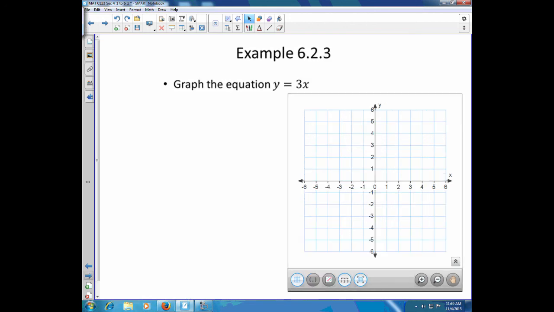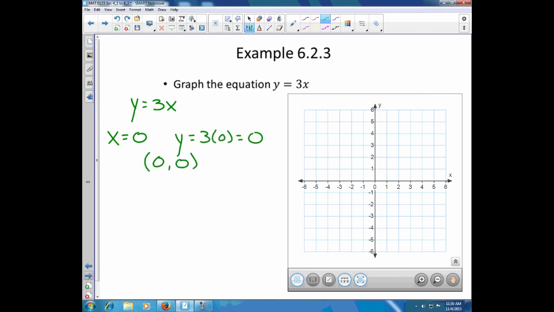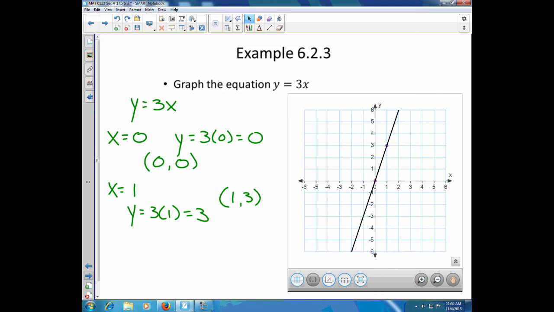Let's try this again. We're going to graph the equation y equals 3x. So here again, we can let x be equal to 0, and we get y equals 3 times 0, which is just 0. And so our first point is 0, 0. We can then let x be equal to 1. We get y equals 3 times 1, which is 3. And so the next point is 1 and 3. And so we have 0, 0, and 1 and 3. And if we draw a line, this is what we get.